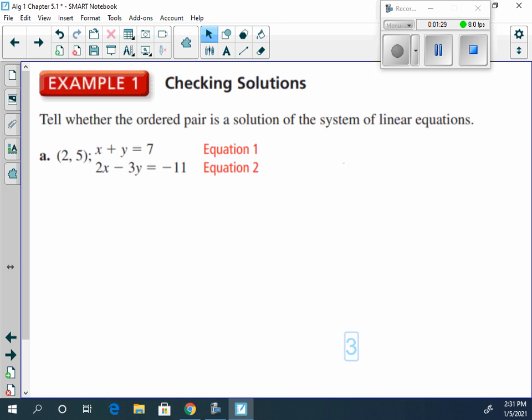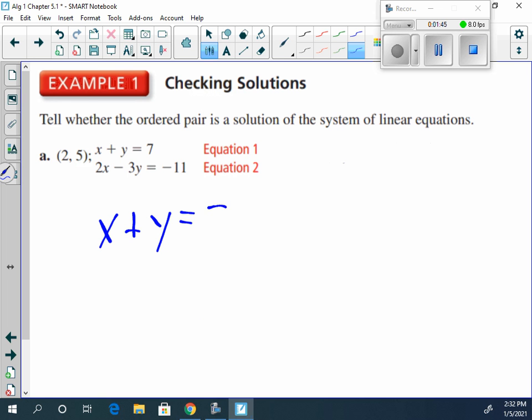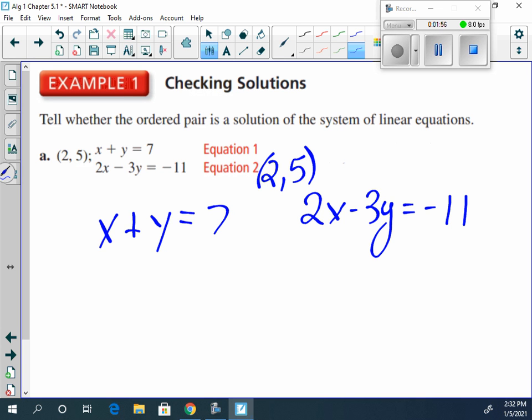Now we're going to start off a little bit easier. They gave us the point 2, 5, and we want to determine, is this a solution for the system? Would this 2 comma 5 be true for both equations? To determine that, I'm going to take the equations x plus y is equal to 7, and 2x minus 3y equals negative 11, and plug the point 2, 5 into both of them. If I get a true statement, if it does work out, then it's a solution for the system.